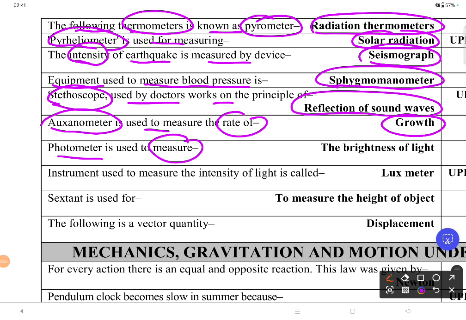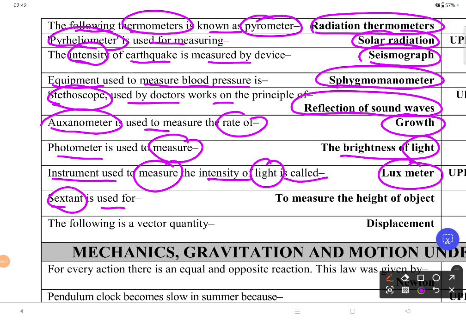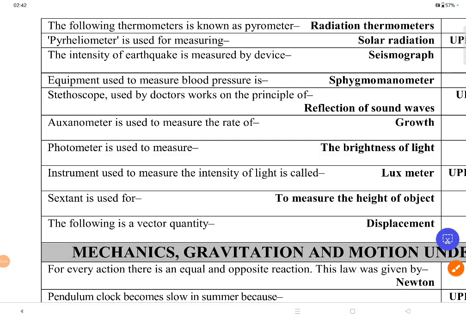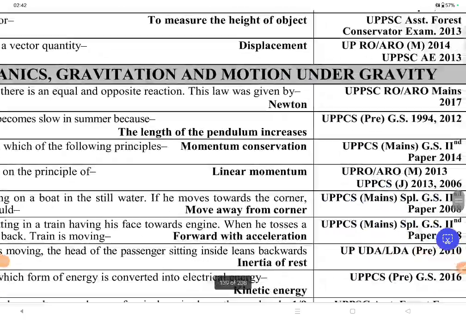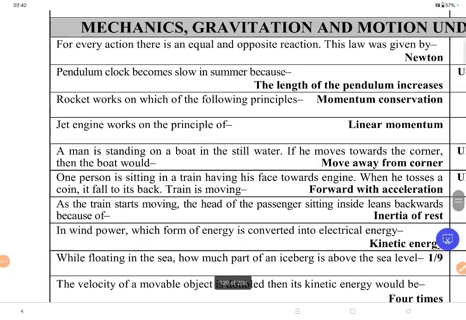Photometer is used to measure the brightness of light. The instrument used to measure the intensity of light is called a luxmeter. Sextant is used to measure the height of an object. The following is a vector quantity: displacement. Now move on to the next chapter, that is mechanics, gravitation and motion under gravity.